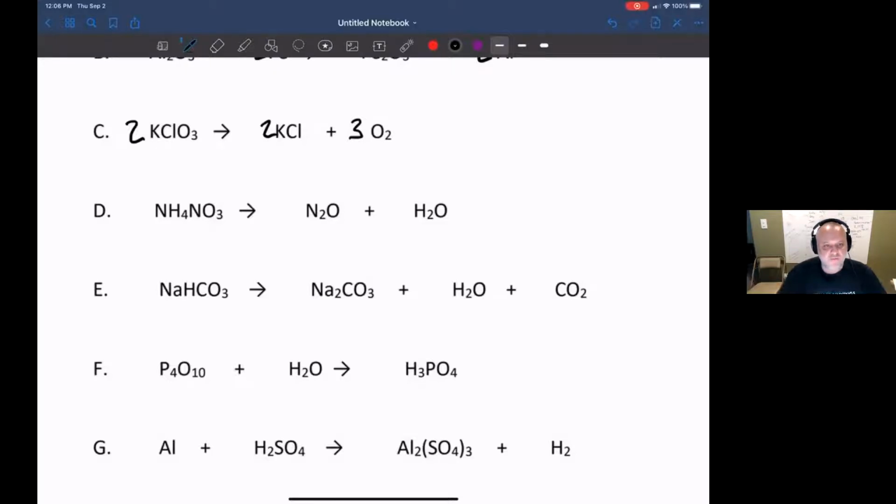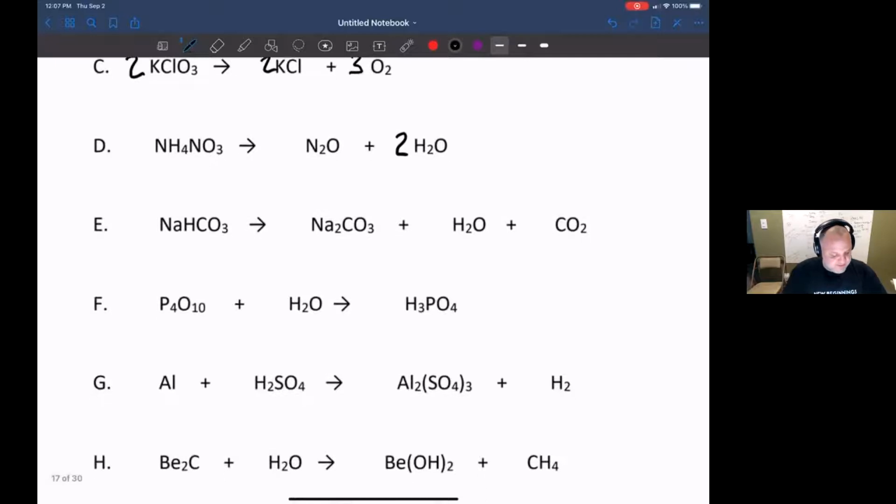I've got 4 hydrogens on the left, 2 on the right. So actually, I think I'd start there. That gives me 2 times 2 is 4 hydrogens. Now the hydrogens are balanced, but look what it did to the oxygens. I've got 3 and 3 now on both sides. So 1 step and done there.